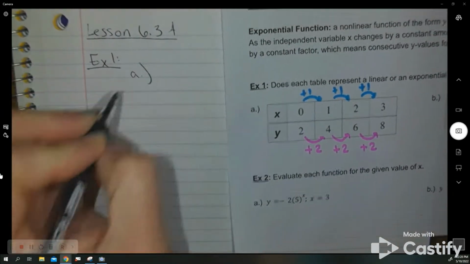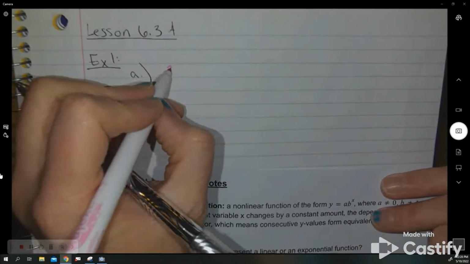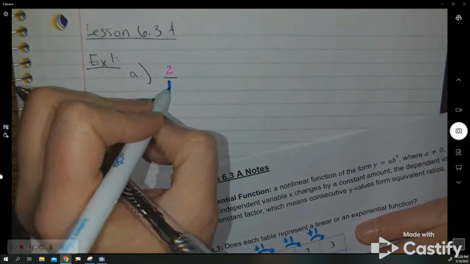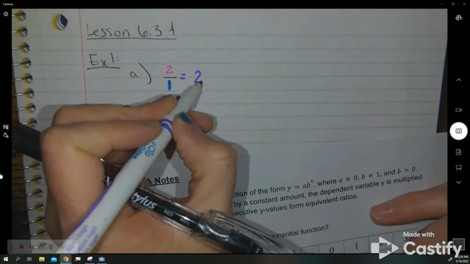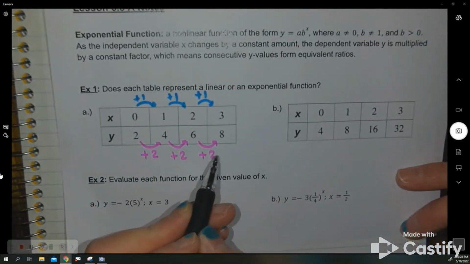This is A. So we have 2 over 1 for all 3 of those. And since all of them are 2 over 1, those would all reduce to equal 2. So they're all the same. 2 divided by 1 is 2. So this goes up at a constant rate. We're adding the same amount to each y value as x is adding the same amount, which means that this is a linear function.